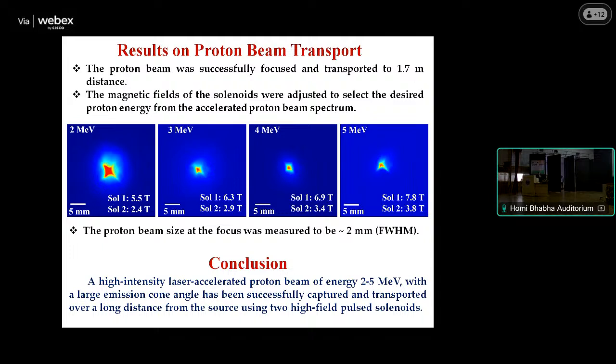So all in all, we successfully developed and demonstrated a transport system for laser accelerated proton beam of energy 2 to 5 MeV to a distance of about 1.7 meter from the source. And this focused proton beam we are currently using for biological cell irradiation experiments.